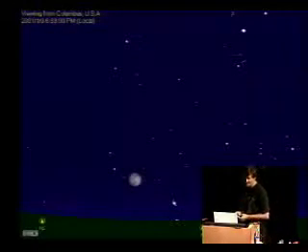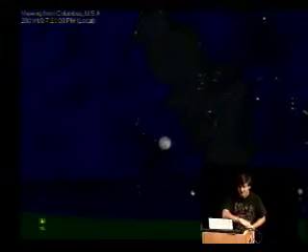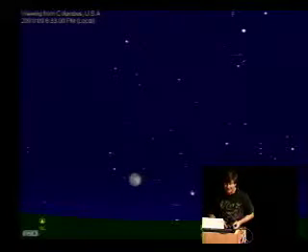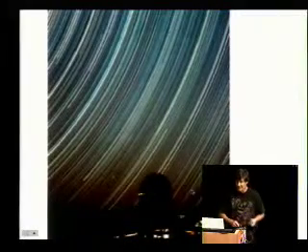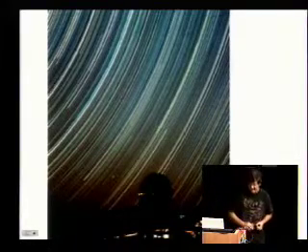Now go to some intermediate latitude, and what you see is that the stars rise at an angle relative to the horizon, swoop across the sky, and then set in the west. So they rise in the east at an angle that's not vertical, and they set in the west. And here are the star trails that you would get if you were to photograph these things over many hours in this particular case. All right?